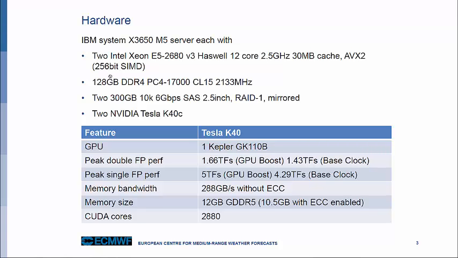The memory bandwidth is 288 gigabyte per second without using ECC. So I think we have ECC enabled at the moment, so I think it's slightly slower. The memory size, we have about 12 gigabyte available there, but as we have ECC enabled, I think only around 10 gigabytes are available per card, and 2,880 CUDA cores on them.